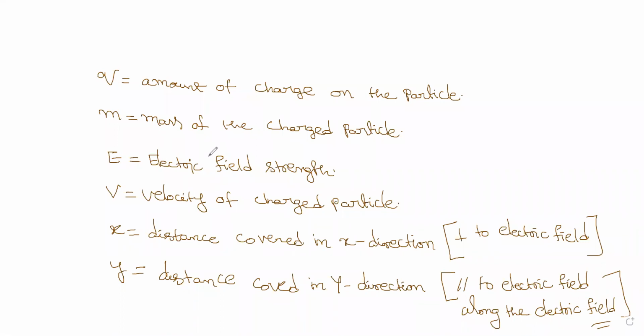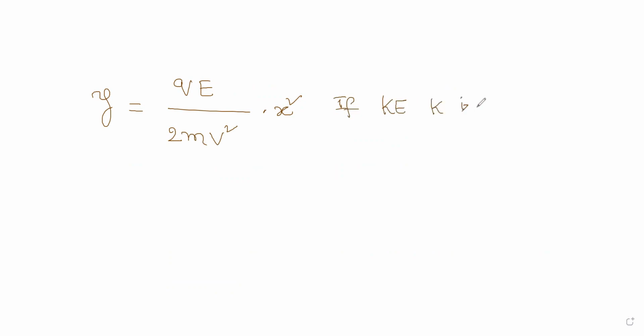Okay. Now, one more time, I'll write the equation because it's useful now. So we have y is equal to QE by 2mv square times x square. Now, if kinetic energy K is given, how will this equation change? Can we tell? Yes, we can. The kinetic energy is half mv square, so I can substitute mv square as 2K, right?